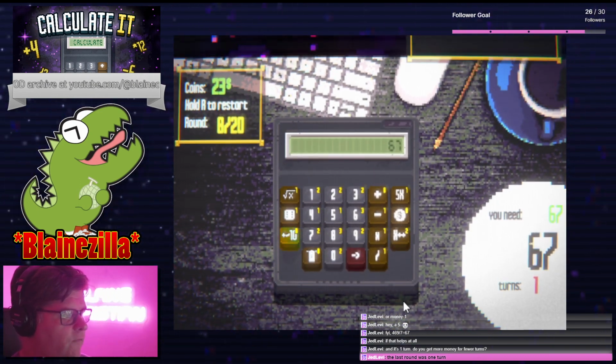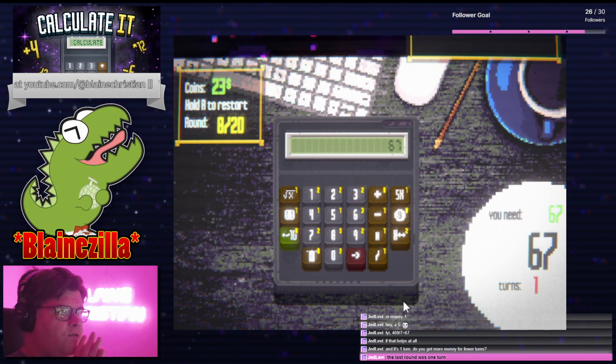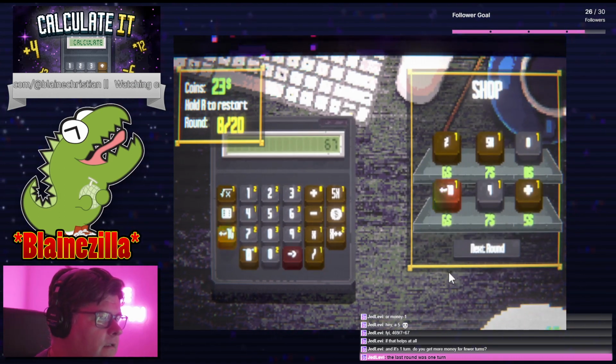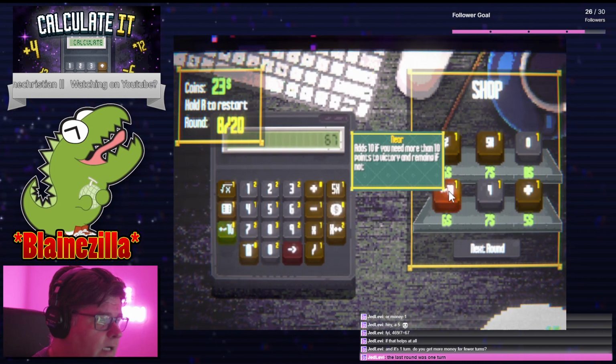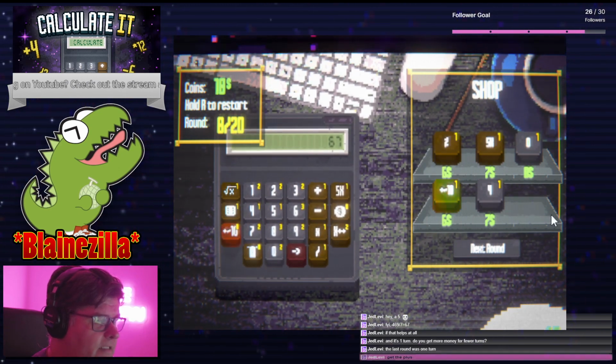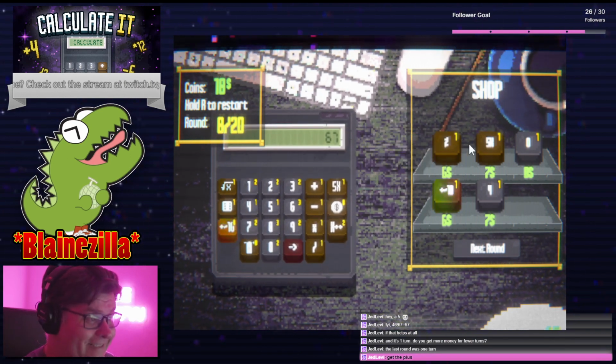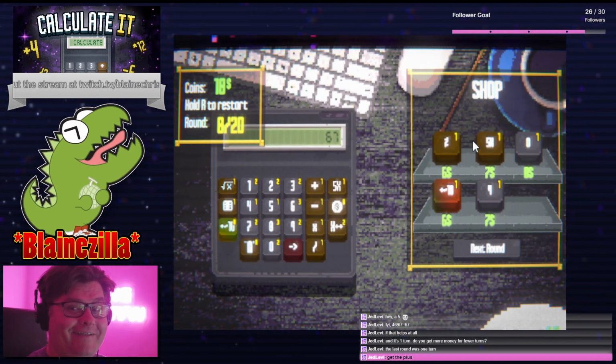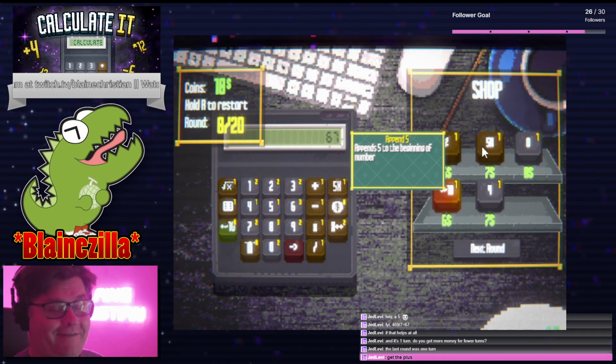How much money did we get for us? $17. All right, so we need that increment, we can get another one of him. We can get a free plus sign. I'm getting that plus sign. I'm getting that damn plus sign. I've never been so happy to see a plus sign in my life.